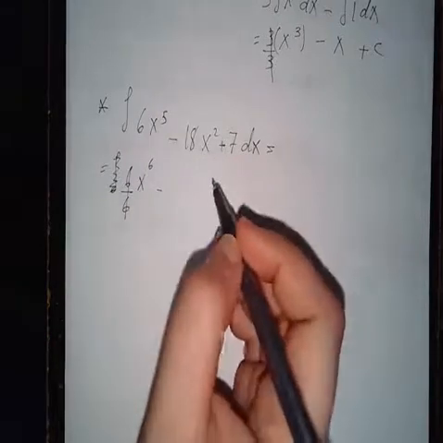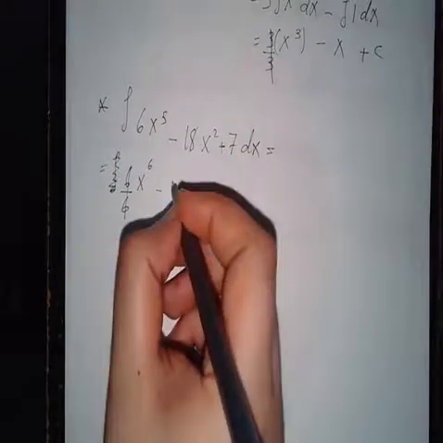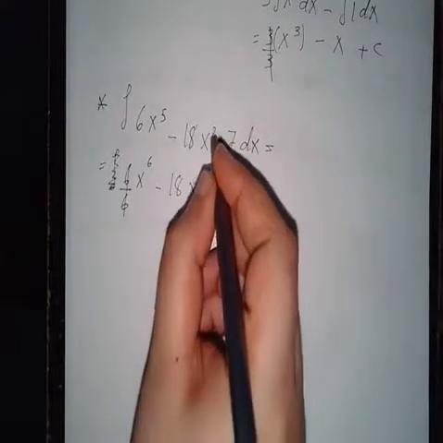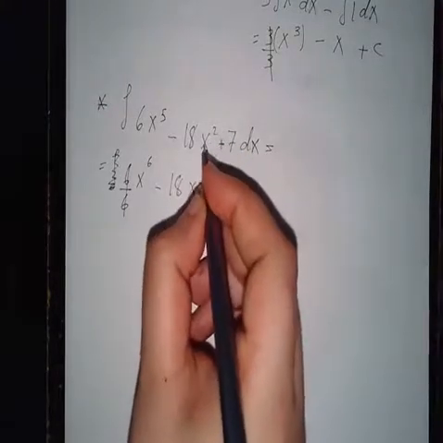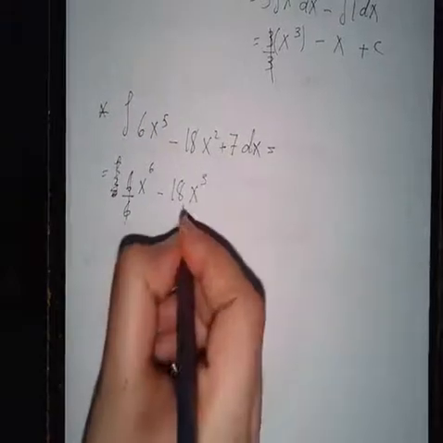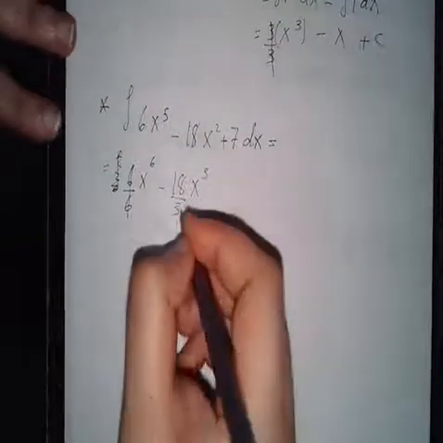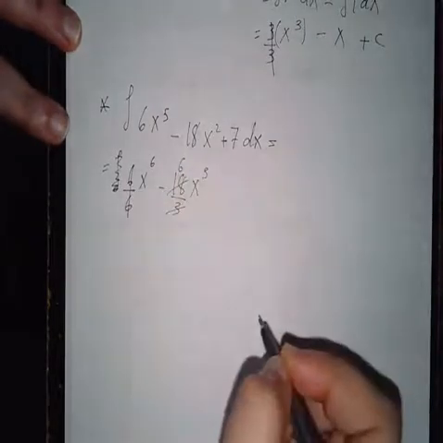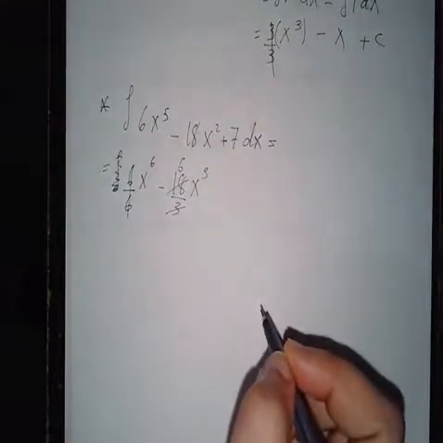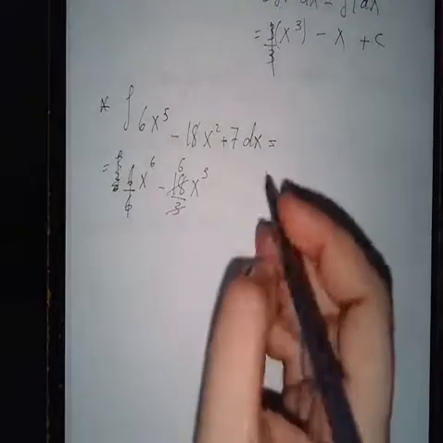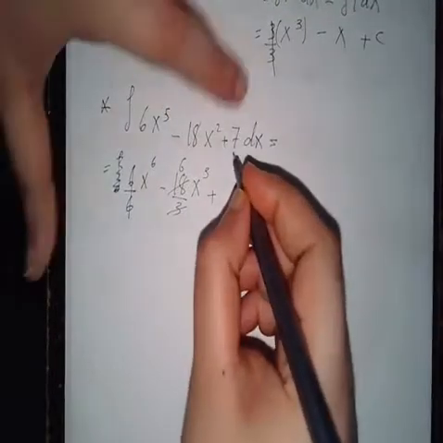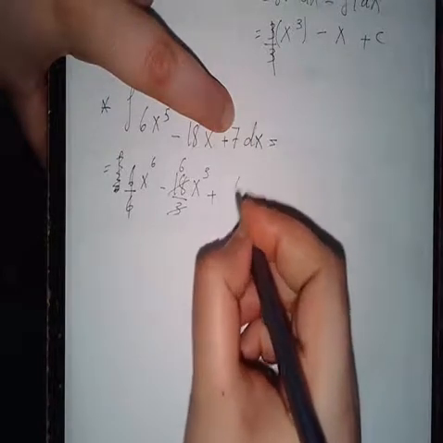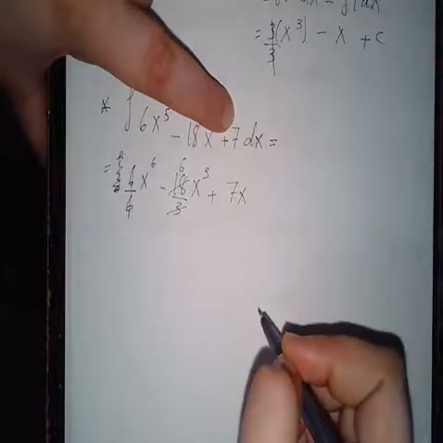Now minus the second one. Over here, you write down the 18. Bring down the x. It was x to the 2. 2 plus 1 makes it 3, and we divide by that 3. So the 3 on the bottom cancels, 18 on the top cancels, and you end up with 6, right? So this is 6x cubed. Plus, now for the 7, again, when it's a number and you take the integral of it, you end up with that number times x to the 1st power.